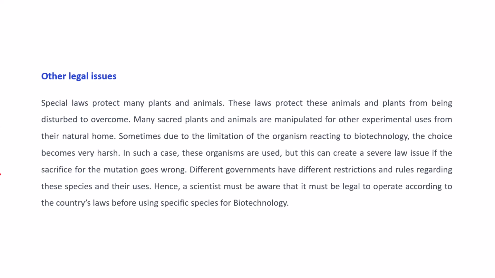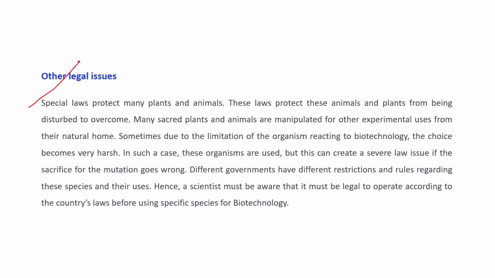Now, other legal issues. There are special laws to protect many plants and animals. These laws protect these animals and plants from being disturbed. Many sacred plants and animals are taken for experimental purposes from their natural home, and sometimes, due to the limitation of the organism reacting to biotechnology, the choice becomes very harsh. These organisms are very important for our experimental work, but this can create severe legal issues also.